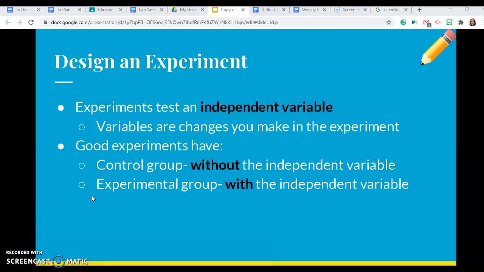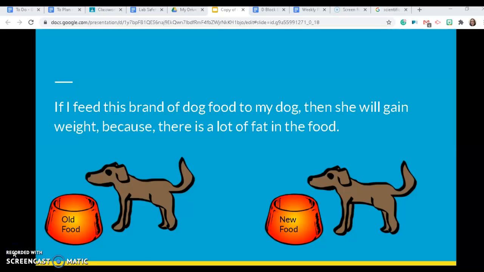Experiments will test an independent variable. Good experiments have at least two groups, a control group and an experimental group. The control group is the group without the independent variable, and the experimental group is with the independent variable. If we look at the dog food example, this would be how you would set up an experiment with both a control group and an experimental group.